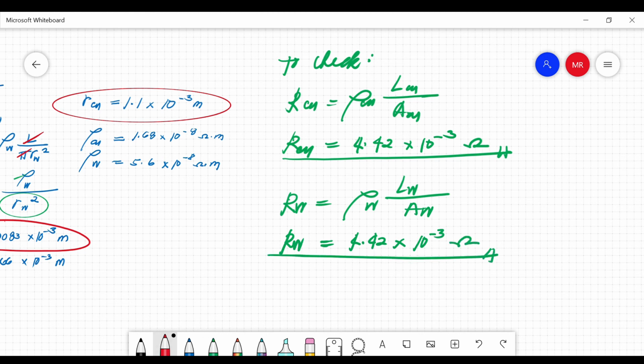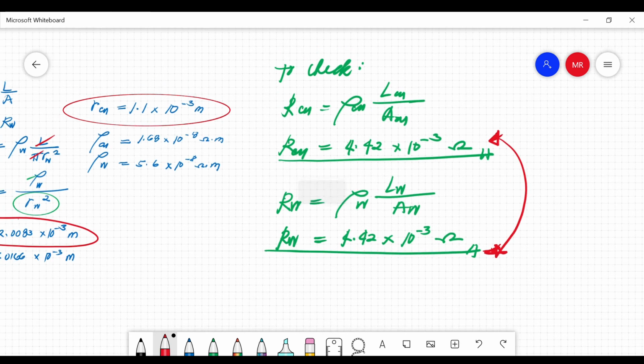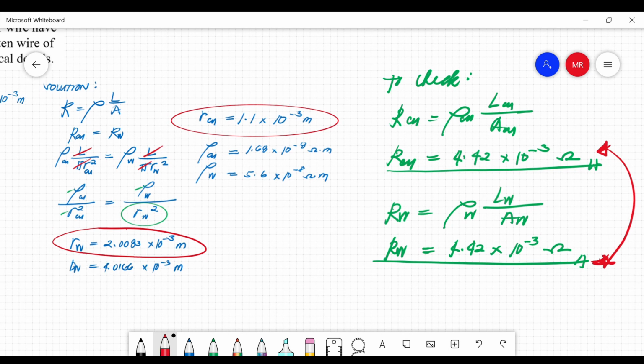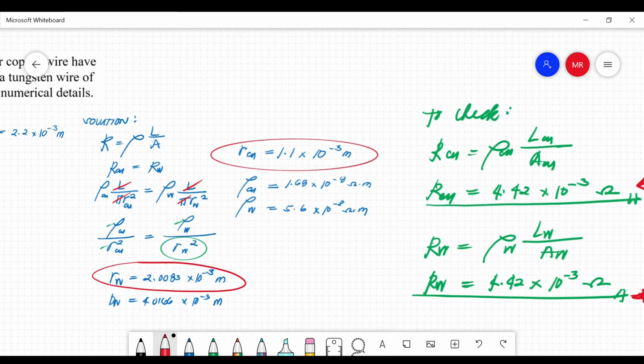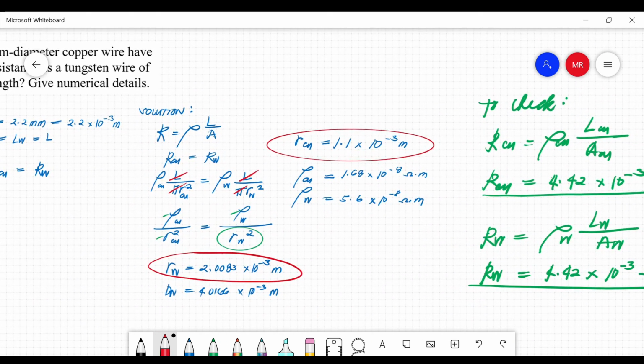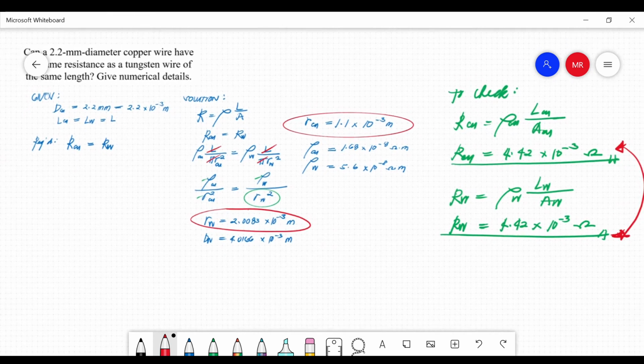So we have just proved that they can have the same value of resistance as long as we adjust the other factors or variables. In this case, they can only have the same resistances if the tungsten wire is bigger in size, because the radius of the copper wire is 1.1 times 10 raised to negative 3, but the radius of tungsten should be 2.0083 times 10 raised to negative 3 meters. So what is the answer? It is possible.